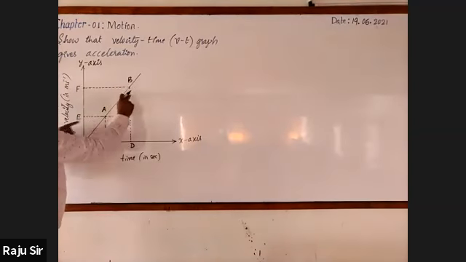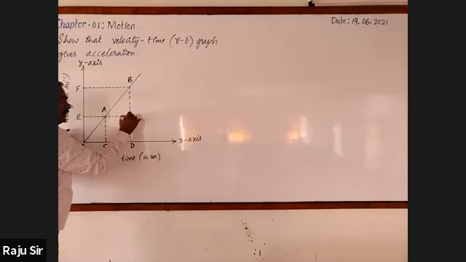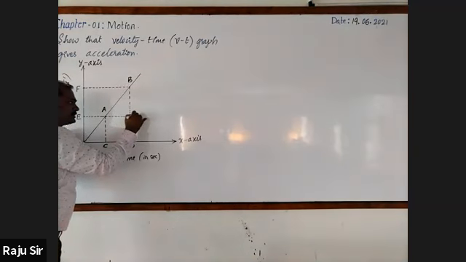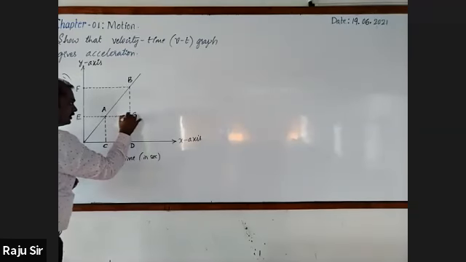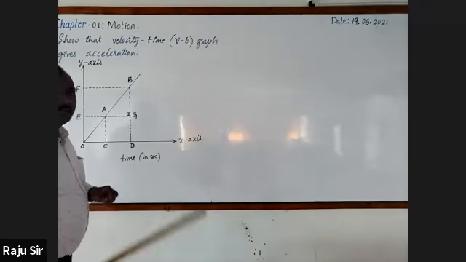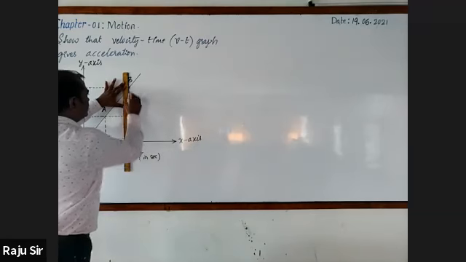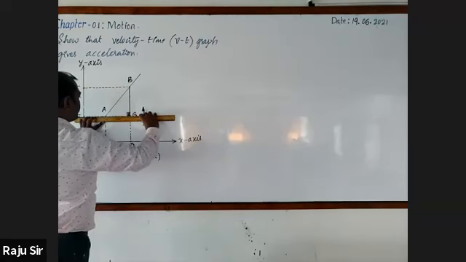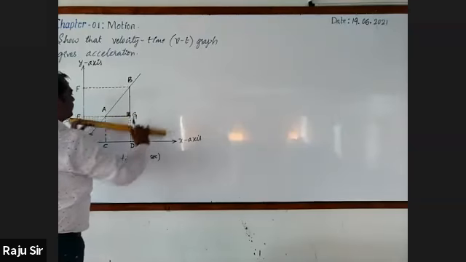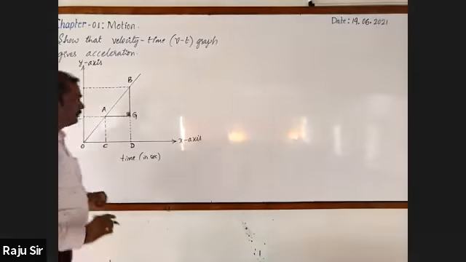Now, these lines will intersect at a point. Call this point G. You will get a right angle triangle. Let us mark the sides of the right triangle with a dark line.